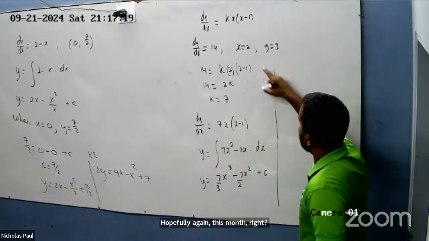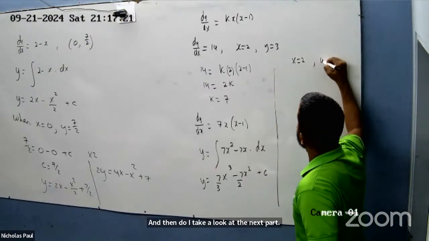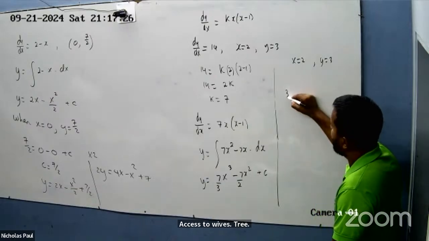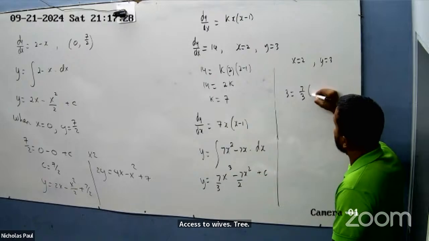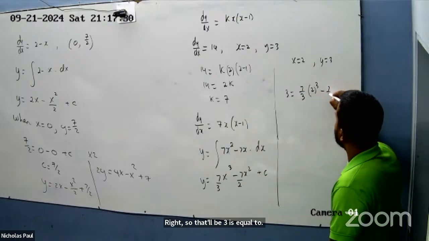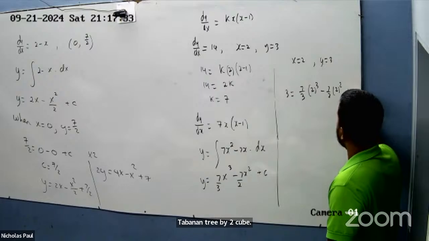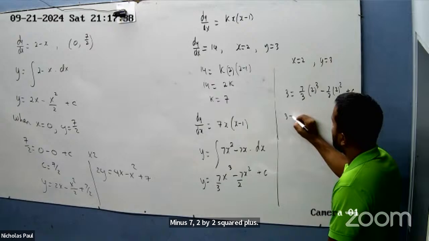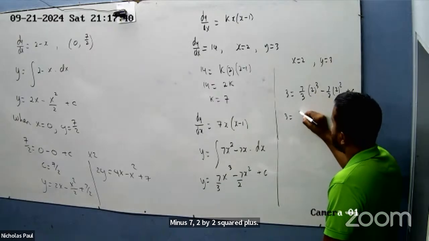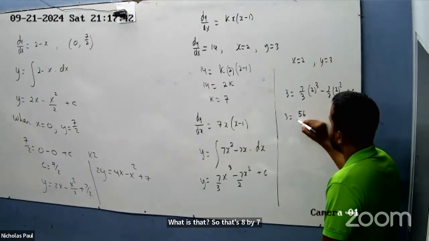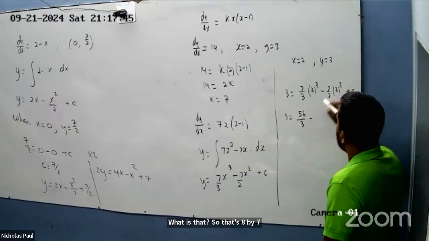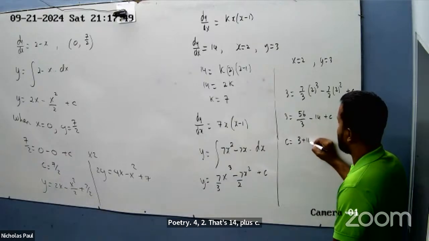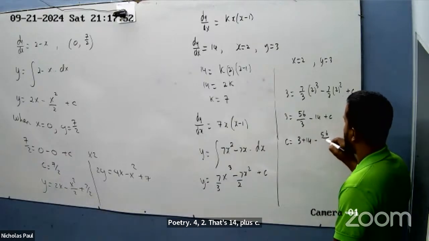They told us when x is 2, y is 3. So that'll be 3 is equal to 7 over 3 times 2 cubed minus 7 over 2 times 2 squared plus c. What is that? So that's 8 times 7, that's 56 over 3, 7 over 2 times 4, that's 14, plus c. So c is equal to 3 plus 14 minus 56 over 3.